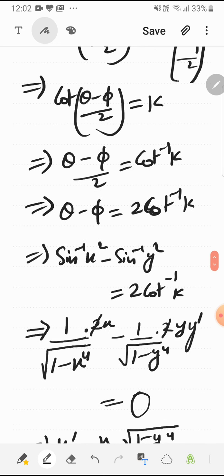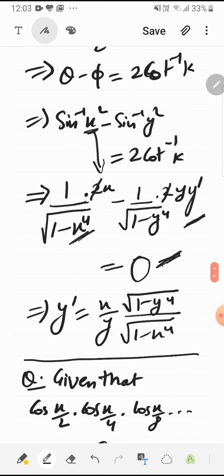So the derivative of sin inverse x is 1 upon under root 1 minus x square. As it is already x square, it becomes x raised to the power 4, and due to the chain rule, the derivative of x square is 2x. Same with y: 1 upon under root 1 minus y raised to the power 4 into 2y. The extra thing is y dash, because we are differentiating with respect to x. And importantly, the right hand side is constant, so its derivative is 0. Finally, y dash is equal to x upon y under root (1 minus y raised to the power 4) upon (1 minus x raised to the power 4).